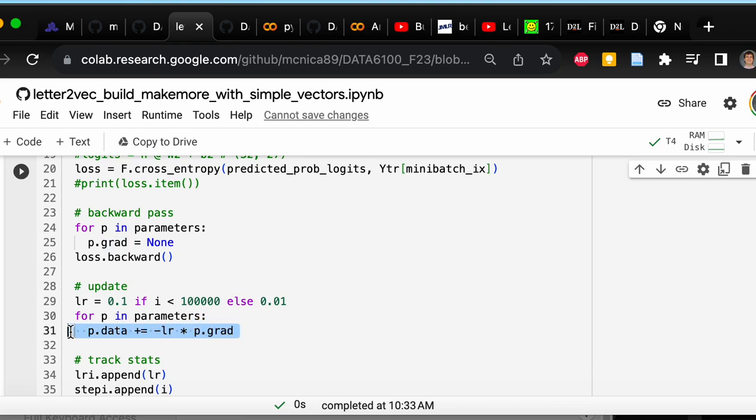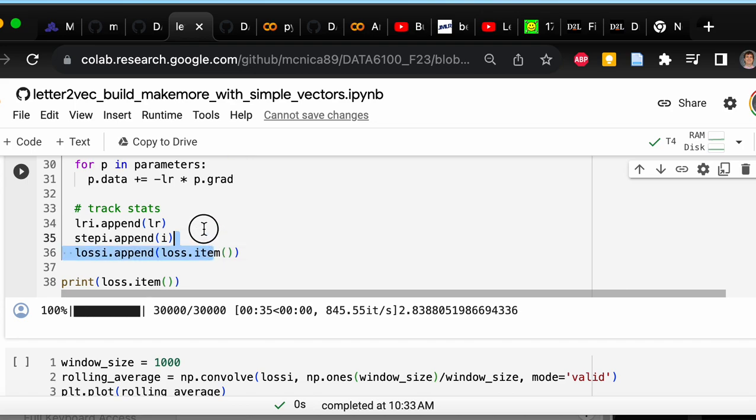So change the value of the parameter by subtracting a little bit of the learning rate times the value of the gradient. And it's really important you put a minus sign there, because we are doing gradient descent. We want the loss to go down. If you put a plus sign there, then it would get worse and worse and worse. Okay, and then the rest of it is bookkeeping. So it's bookkeeping the loss.